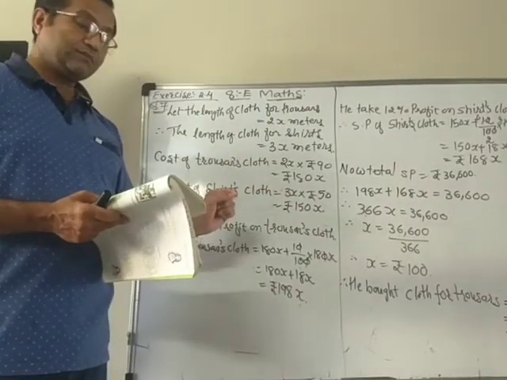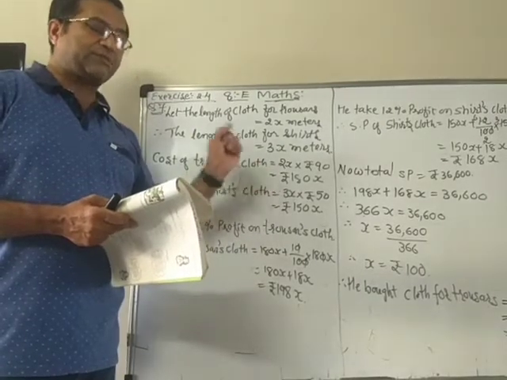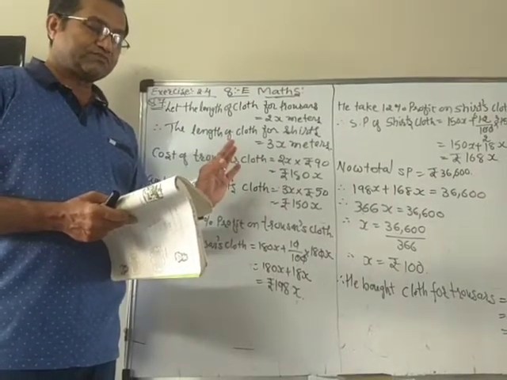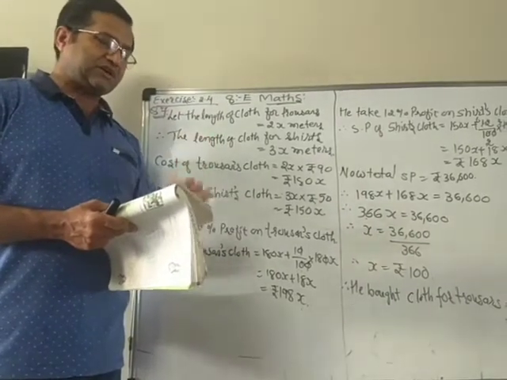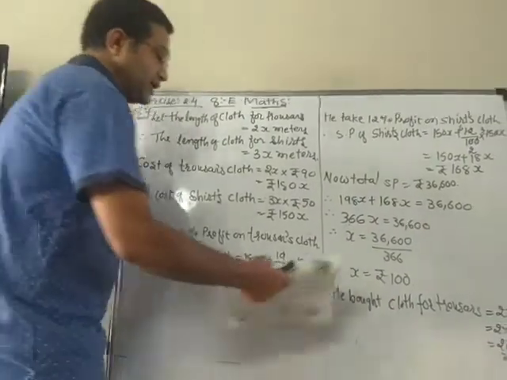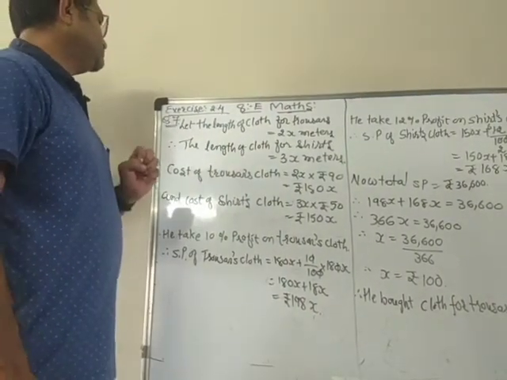Then he is selling the materials at 12% and 10% profit respectively, and the total sale is rupees 36,600. So now we have to find out how much trouser material he bought.